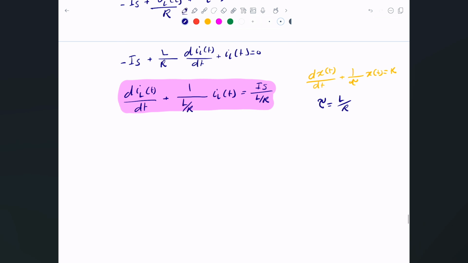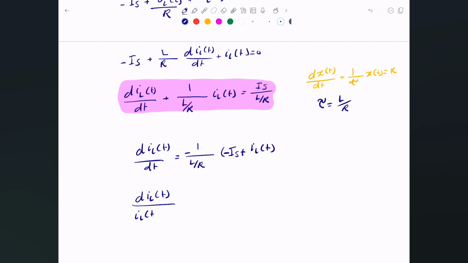We can find the solution to this differential equation by first getting I of L and its derivative on one side and all the other terms on the other side. So I'll end up with dIL of t divided by dt equals 1 divided by L over R times I of S minus IL of t. Rearranging the signs, we have dIL of t divided by IL of t minus I of S equals negative 1 divided by L over R times dt.